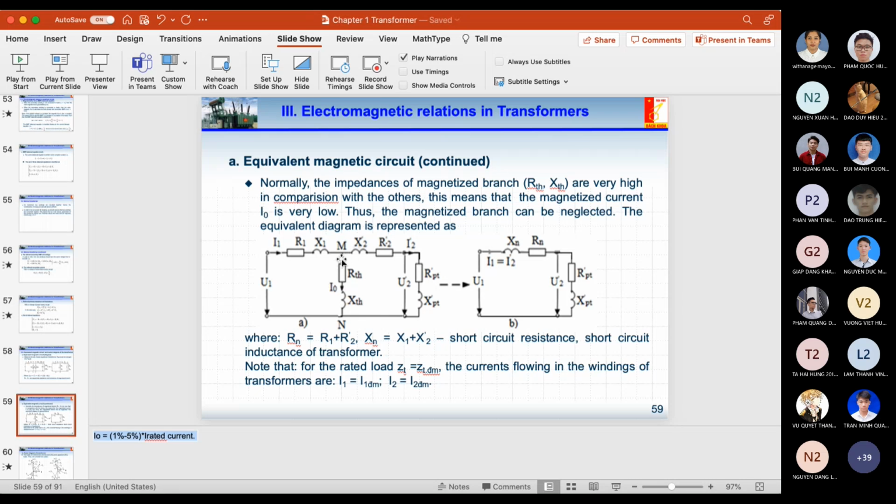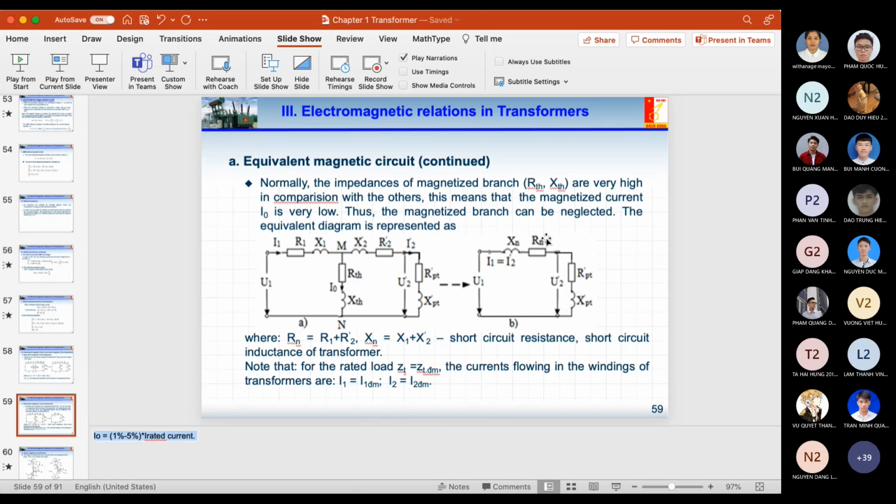Of course you can see here, because of the low current value, this branch can sometimes be neglected, and for that, from this diagram we can get the shorter diagram, like this. Thanks to this equivalent magnetic circuit, it's very easy for you to solve the equations in this equivalent circuit.